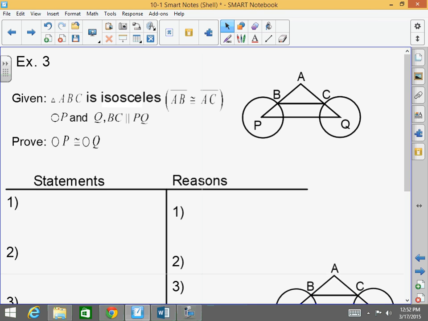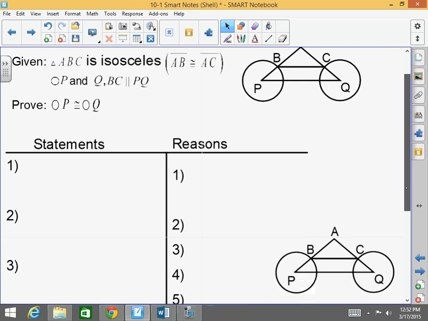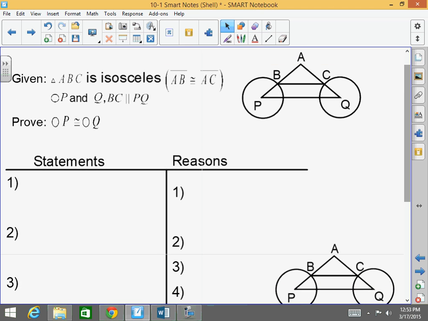Okay, my friends, let's check this one out. This is actually a pretty cool proof. Triangle ABC is isosceles. So, they gave you a little hint. AB is congruent to AC, because triangle ABC is isosceles. Awesome.